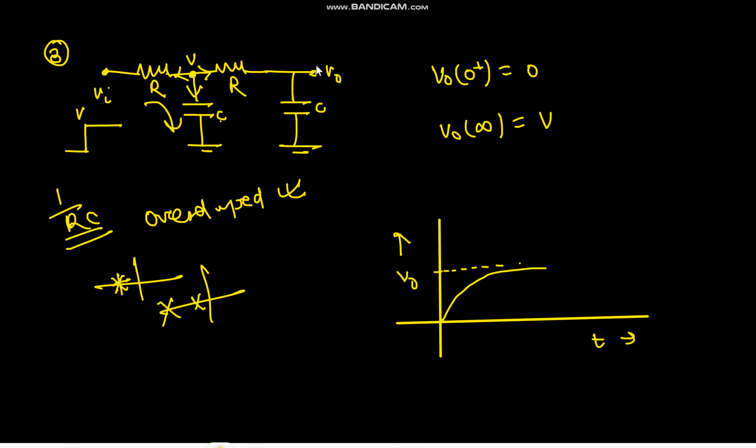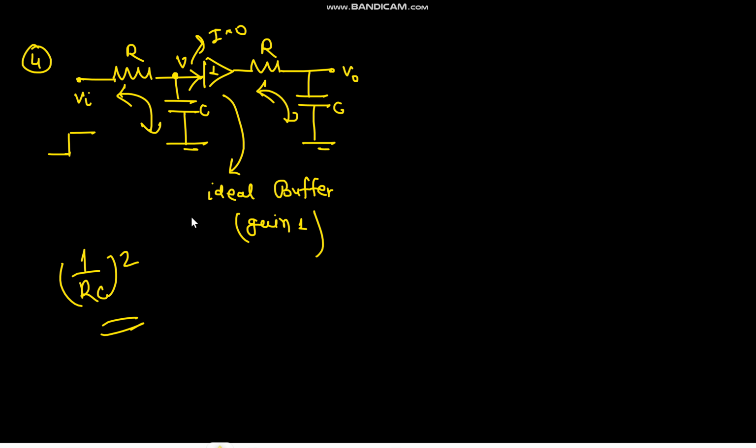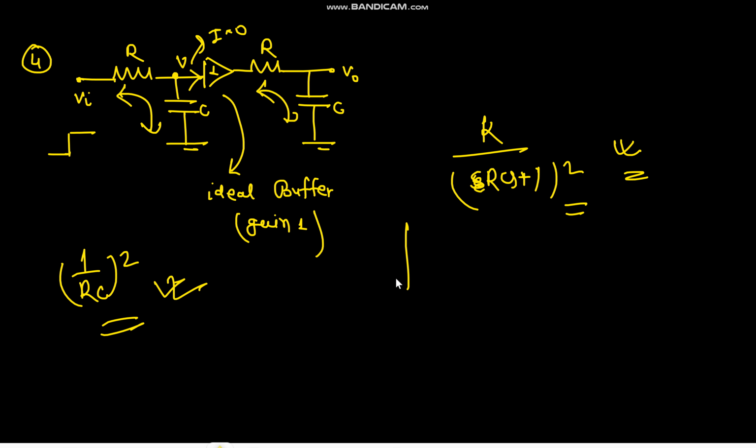You can't really make this V output 0. At infinite frequency you can make V out 0, but at infinite frequency it doesn't count. So here you have two poles, both at 1 by RC. Your expression can be something like K over (RCS plus 1) all squared. That's how your response would look. Both of the poles are at the same point, so in this one it's a critically damped system.